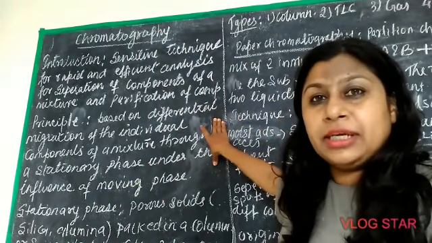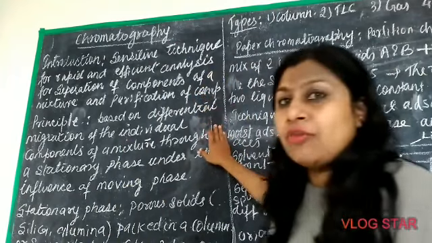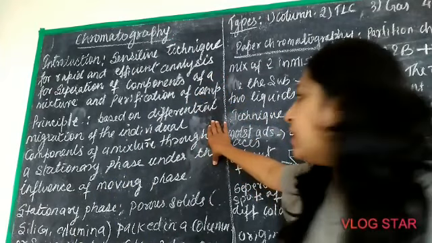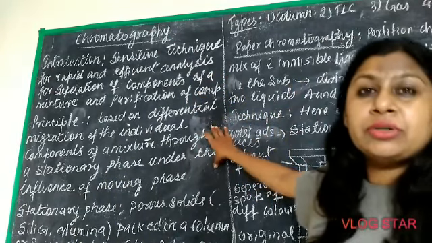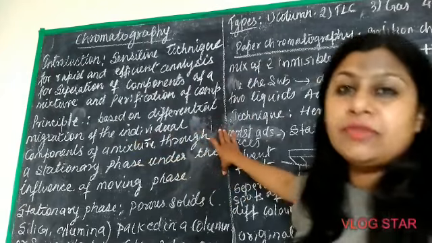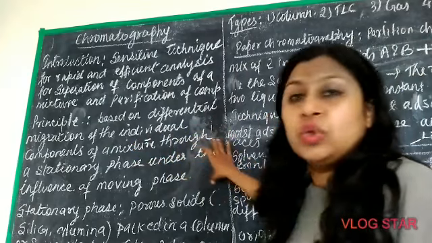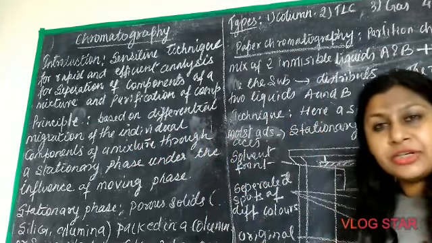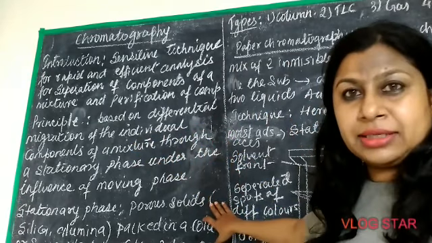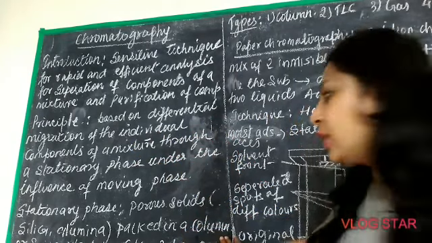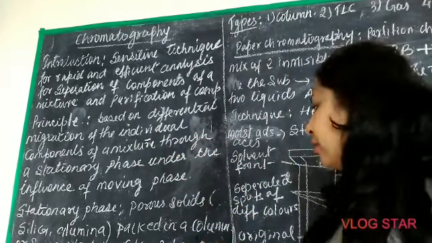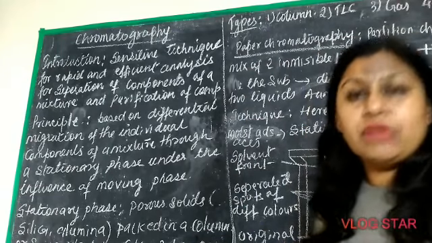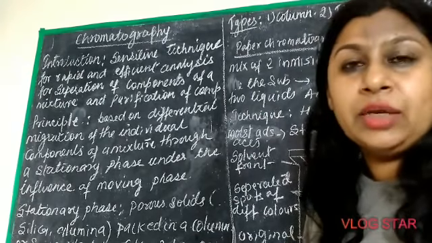It is a sensitive technique for rapid and efficient analysis, for separation of components of a mixture and purification of compounds. The principle involved is that it is based on the differential migration of the individual components of a mixture through a stationary phase under the influence of the moving phase. Stationary phase can be porous solids like silica or alumina, packed in a column or supported by a filter paper or a glass strip. Children, the moving phase can be a solvent or a gas, which is known as eluent.